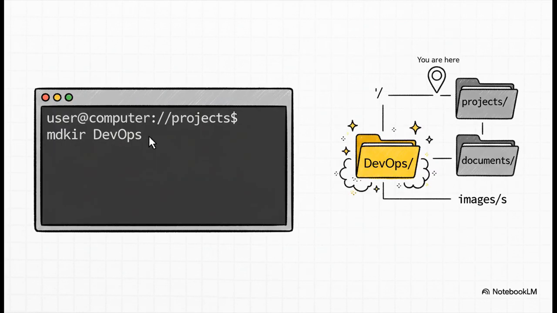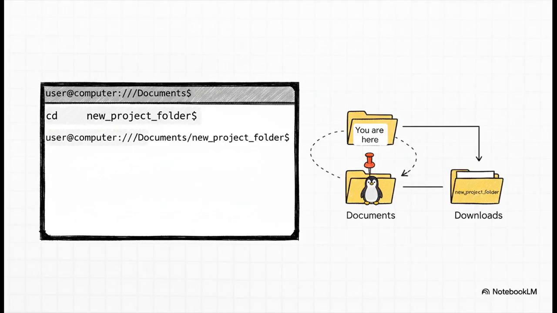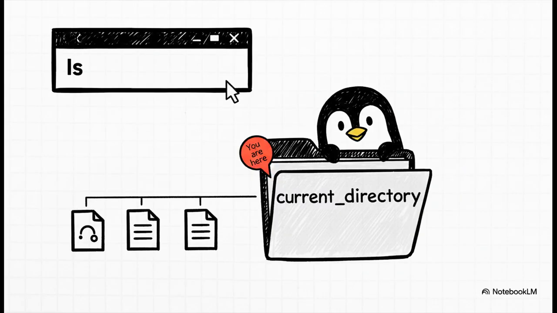Cool. Now that you know where you are, you can start making moves. Let's use mkdir, which is short for make directory, to create a brand new folder for, let's say, a new project. And to actually move into that new DevOps folder we just made, we use the cd command. That just stands for change directory. Simple as that. You'll usually see the prompt change to let you know you've moved. And finally, to see what's actually inside this new directory, you just type ls. This command just lists everything, all the files and folders in your current spot. And just like that, with a few super simple commands, you've learned how to get around and even change the file system, all from the command line.